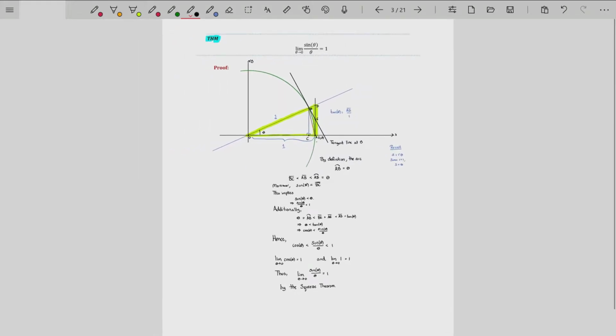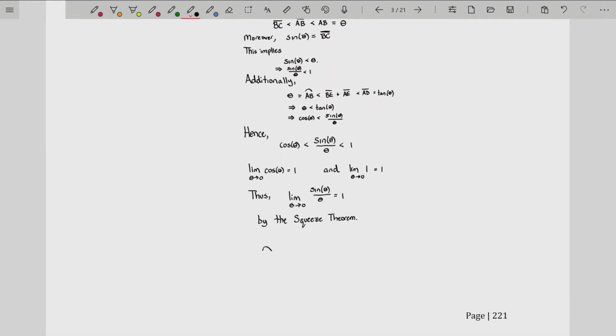It is not an easy proof for a lot of people to follow, but it's a beautiful geometric proof. I love the fact that you get to use geometry in your calculus course, and I just think it's a gorgeous proof. We're done with that proof, so I'll write QED, quod erat demonstrandum, so it has been demonstrated.